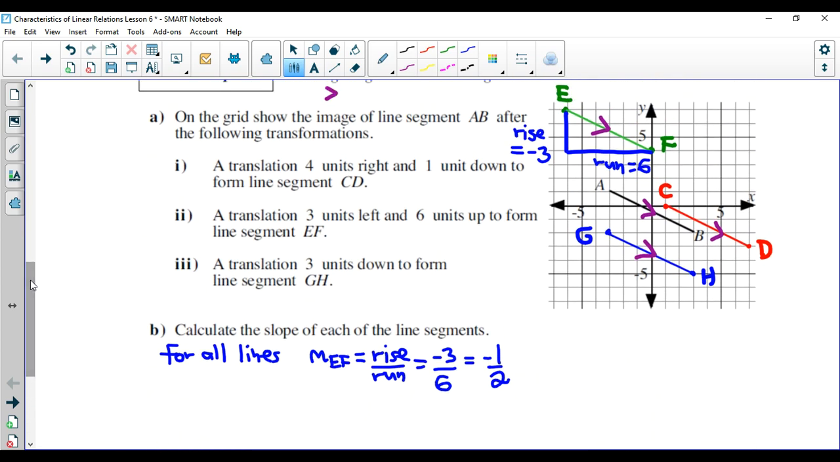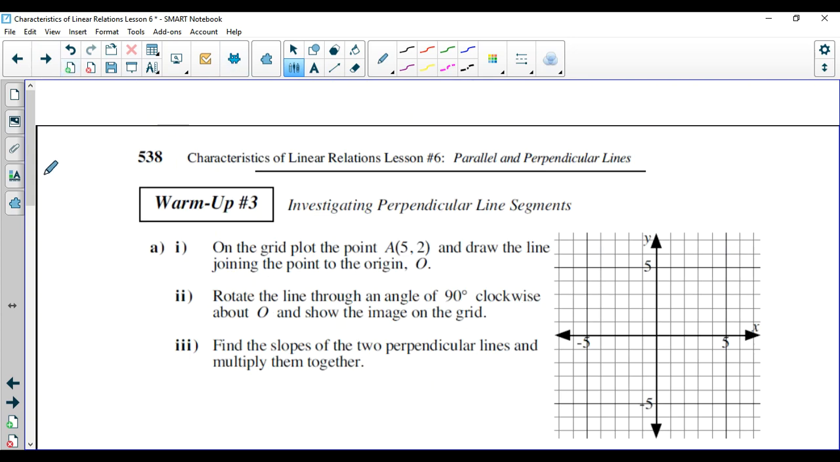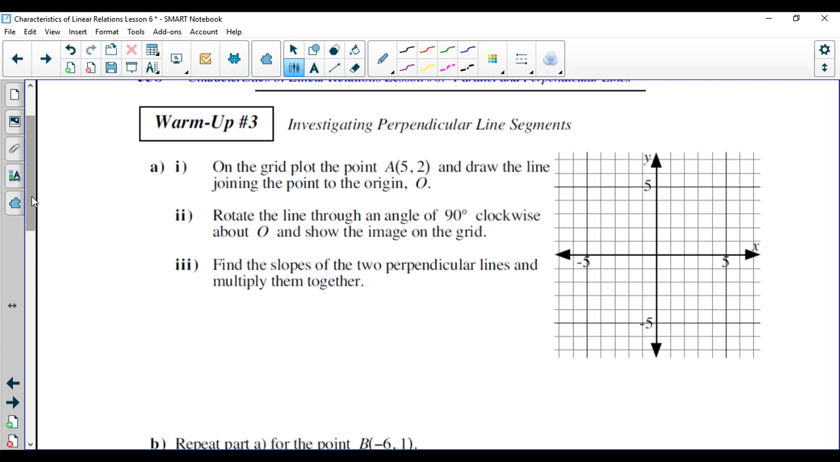If line segments are parallel, the only possible way they could be parallel is if the steepness of every single line was going to be identical. Because if they weren't, then the lines might intersect at some point. Okay, so that's parallel line segments. Now, perpendicular is a little bit tougher. So we're going to investigate perpendicular line segments.